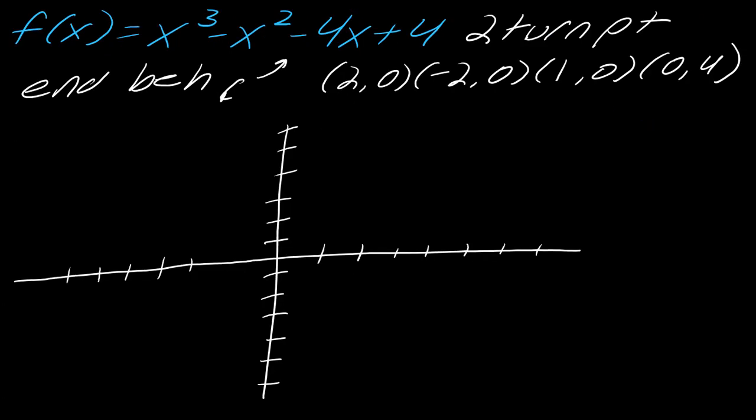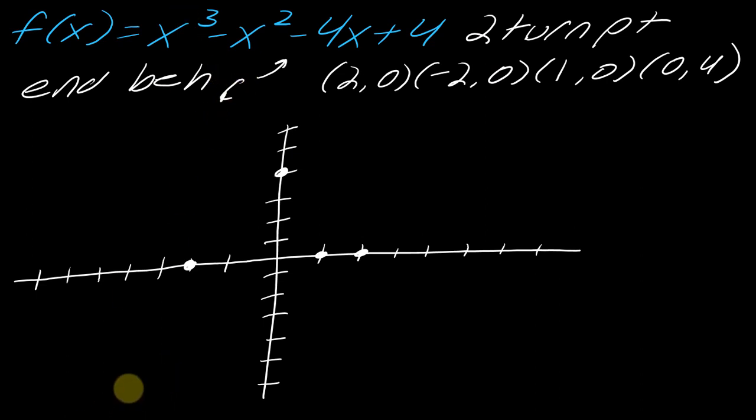Okay, so I've got everything summarized here. The first thing that I'm going to do is plot all of these points. So let's see, I've got (2, 0), (1, 0), (-2, 0), and (0, 4). The next thing that I want to do is bring the end behavior into this. So remember, my end behavior, I go down in this direction, so I'm going to start down here.